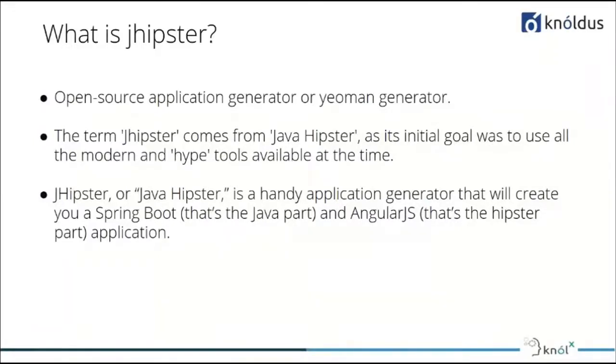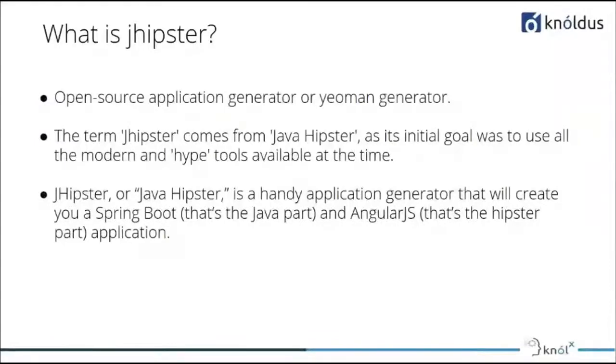And JHipster's full form is Java Hipster. Breaking down Java Hipster, we can say that Java is for the Spring Boot part and Hipster is for the AngularJS part. So this is the total full form of JHipster.